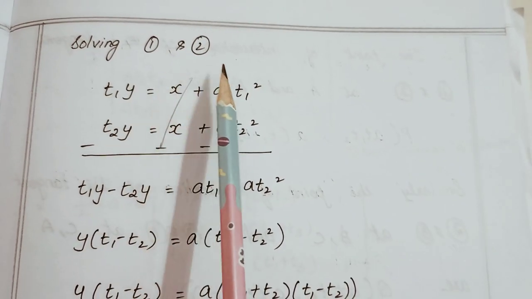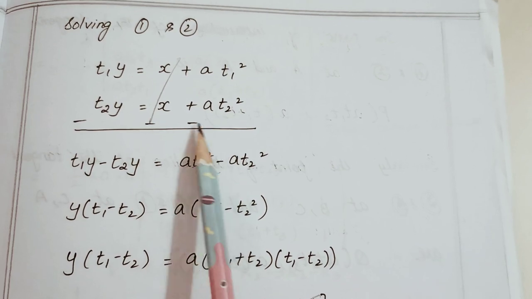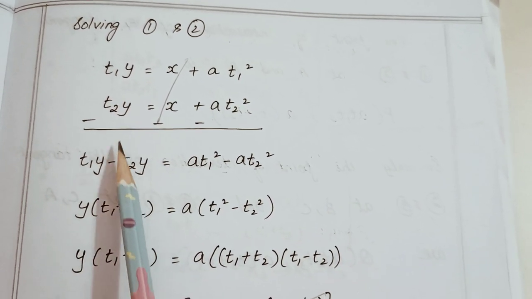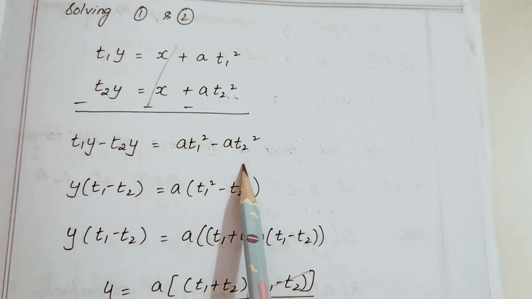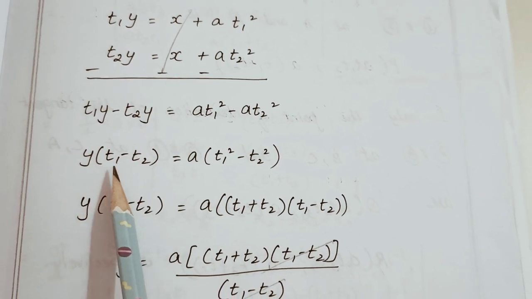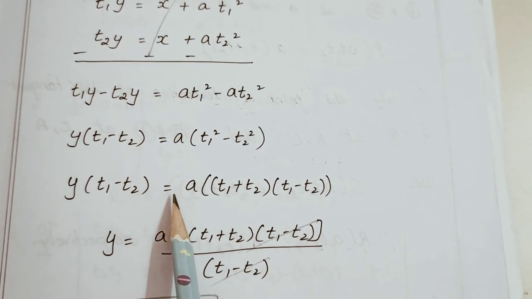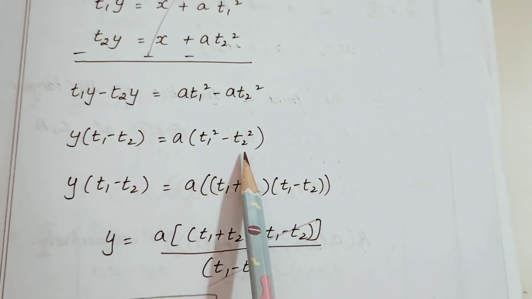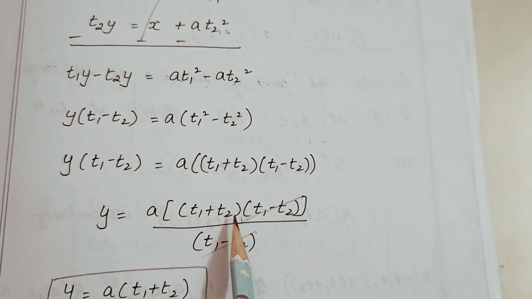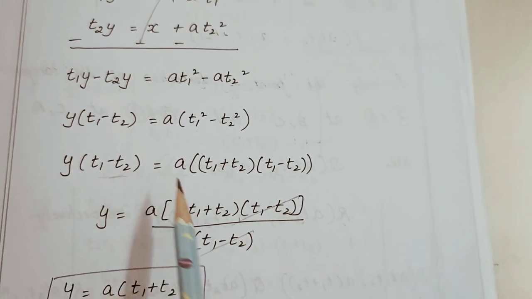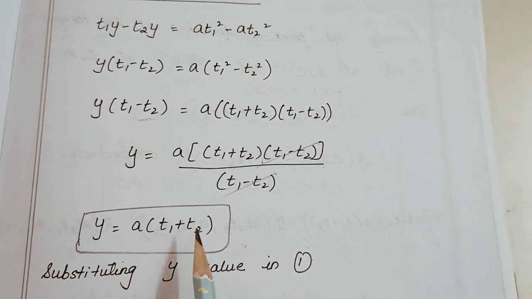First we will solve equation 1 and equation 2. Changing the signs: t1y − t2y, x will get cancelled, = at1² − at2². Now taking y common, y(t1 − t2), and here we can take a common. So y(t1 − t2) = a(t1² − t2²). It is in the form a² − b², that is (a + b)(a − b). So y = a(t1 + t2)(t1 − t2), this bracket value goes in the denominator and these two get cancelled. So the y value is a(t1 + t2).